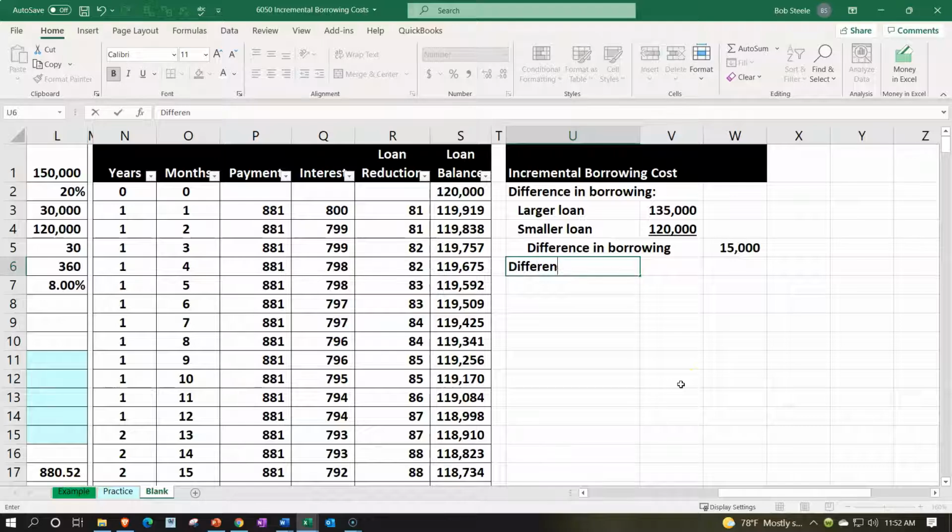Oh, here we go again. Maybe I should choose another word that I can spell. And this is going to be the larger loan and the smaller loan.